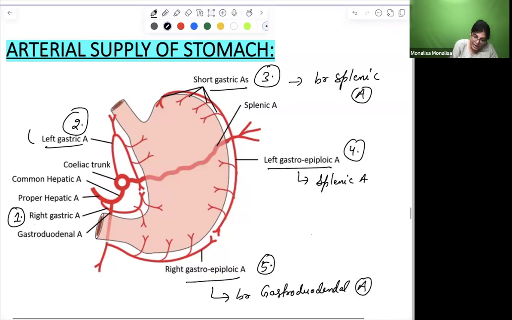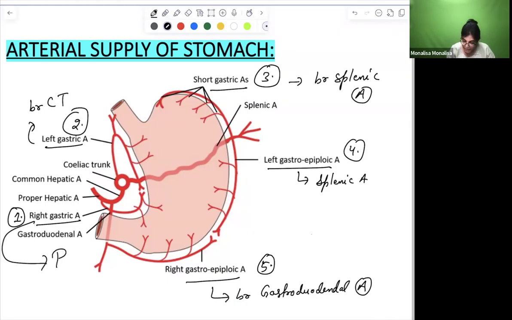The left gastric artery is directly a branch of the celiac trunk, and the right gastric artery is a branch from the hepatic artery proper, sometimes also from the common hepatic artery. So these are five sources of arterial supply, in which the most important source is the left gastric artery, which is directly the branch of the celiac trunk.